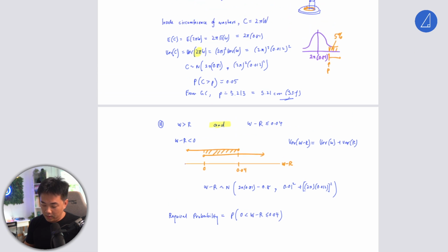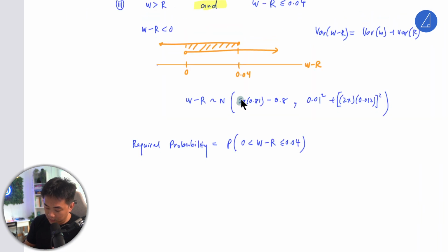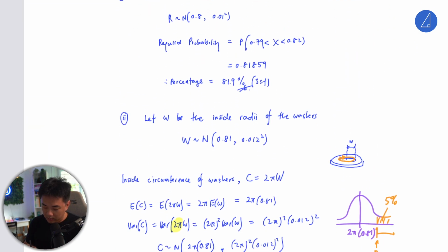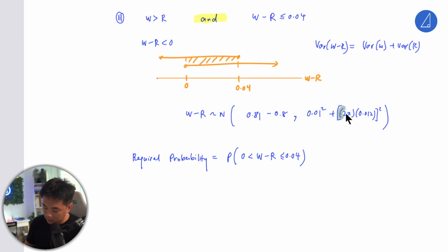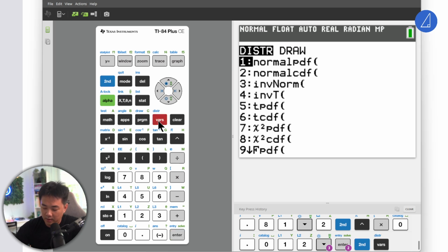Sorry, I chose the wrong one. So 0.012. Just key in this. Key in the calculator and we should be able to get the answer.